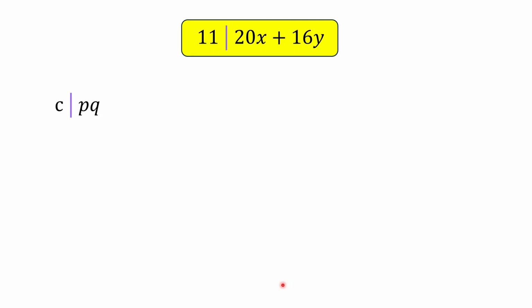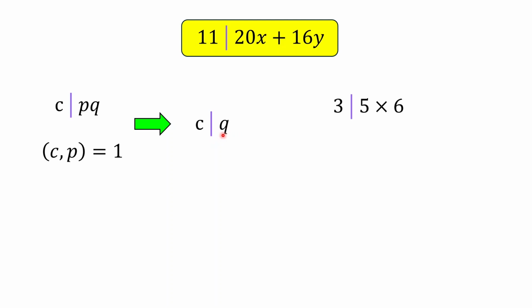Now we continue. We have some other properties for divisibility. If c divides p times q, and we know that c and p are prime with respect to each other, they don't have any common divisor, in that case, we can conclude that c divides q. For example, we know that 3 divides 30, but 30 can be written as 5 times 6. We know that 3 and 5 are prime with respect to each other. They don't have any common divisor. Therefore, we can conclude that 3 divides 6, which is obviously correct.